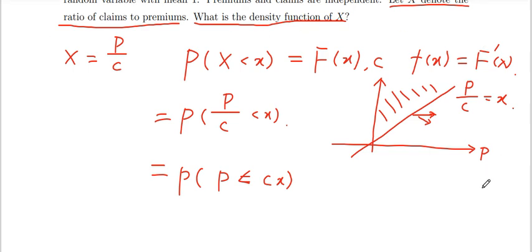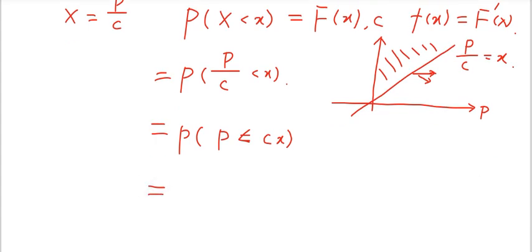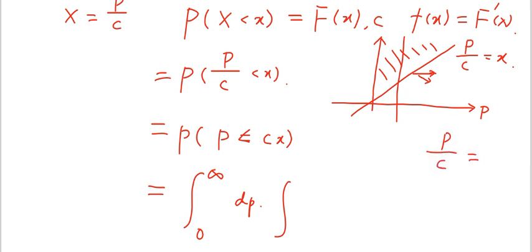Okay, so this integration, we say this equals P from 0 to infinity. And then once we fix this P, then this C: let's say P over C equals x, so C equals P over x, right? Yeah, so this C is from P over x to infinity.